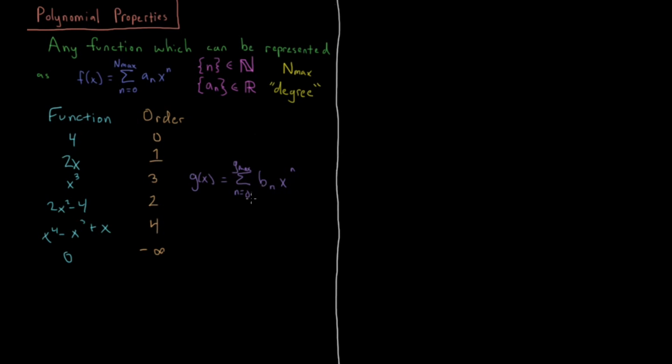All right, so first, the degree of g of x is going to equal g max, as I've defined it up there, the highest value for which b_n does not equal 0. So we are going to do some things in terms of adding and multiplying these. What is the degree of f of x plus g of x? If we add f of x and g of x, what is the degree of that function?